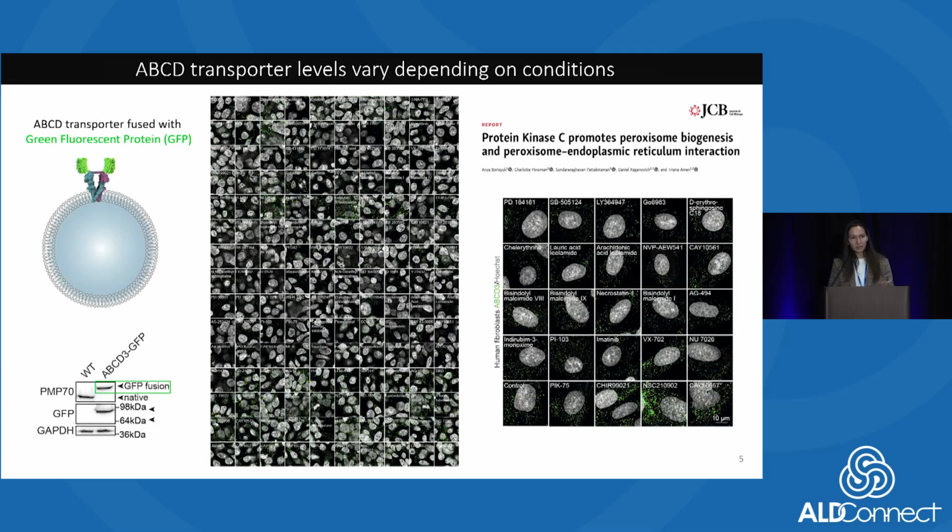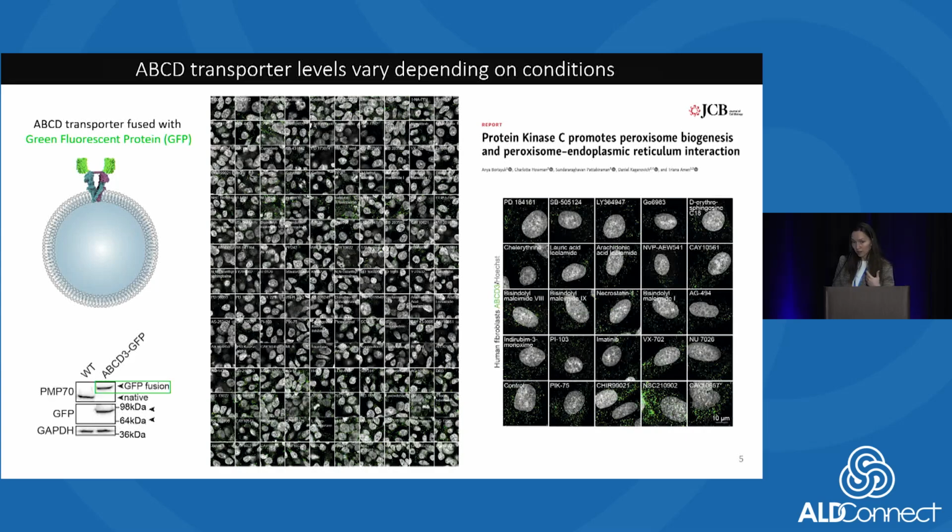But all of this, looking at levels, does not actually answer the most interesting question, because the most interesting for us was, what is the actual function? So will different levels affect the function of the transport? Because the key component of ALD progression is, first, we have a dysfunctional transport of very long-chain fatty acids inside peroxisomes, and then it leads to their accumulation and subsequent toxicity and effects, right?